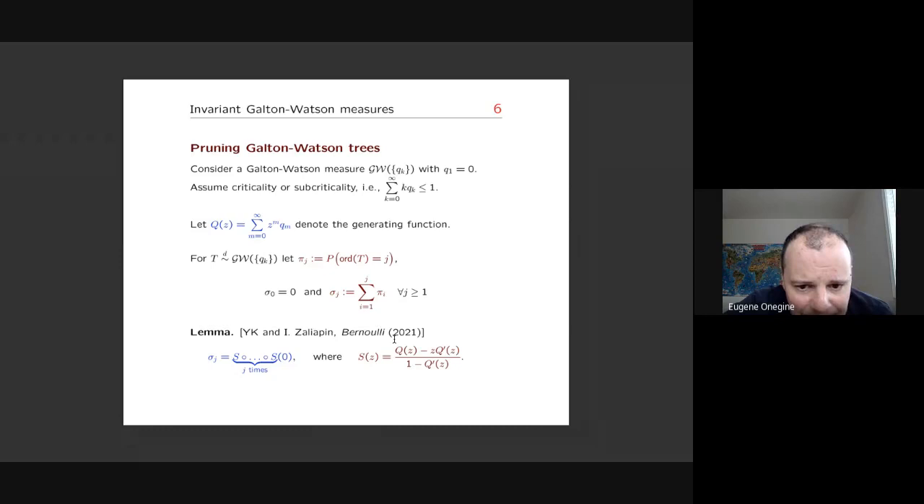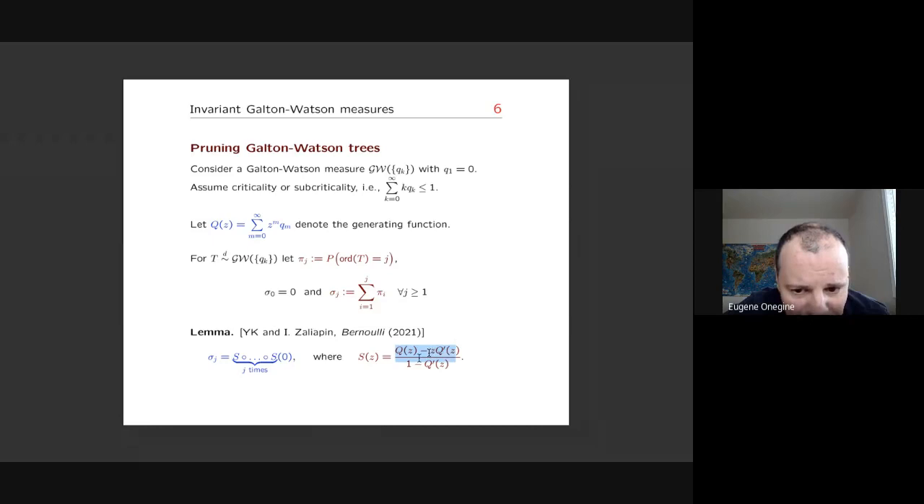So if you look at the generator of your Galton-Watson measure, Q of z, and let pi of j denote the probability that the tree generated by your measure has Horton-Strahler order j. And then sigma j will be the probability that the tree induced by your Galton-Watson measure has order j or smaller. Then apparently, sigma sub j can be expressed as a composite of the same function j times, where you plug in z equal to zero, and that function s of z is Q of z minus z times Q prime, divided by 1 minus Q prime of z.